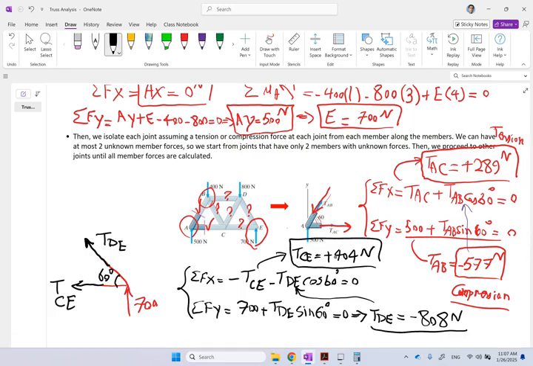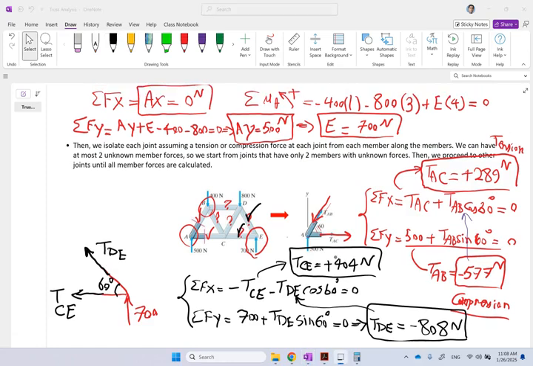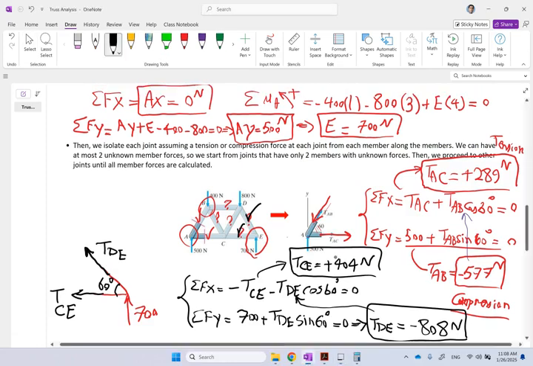There we go. So we found two extra unknowns. So now this one and this one are also taken care of. And now look into any other joints, B, D, or C. They all have two unknowns in them. So it doesn't matter which one you go next.